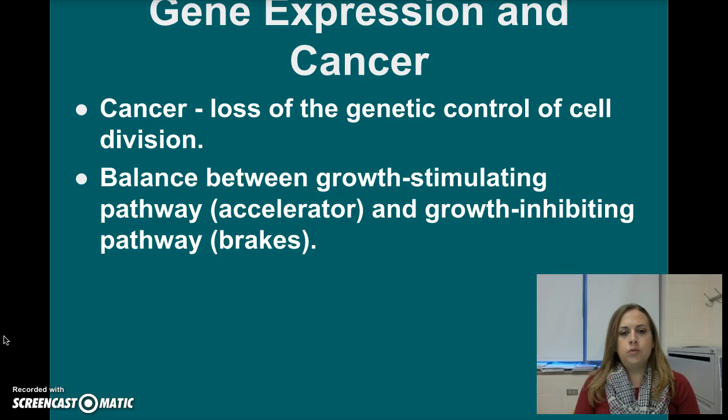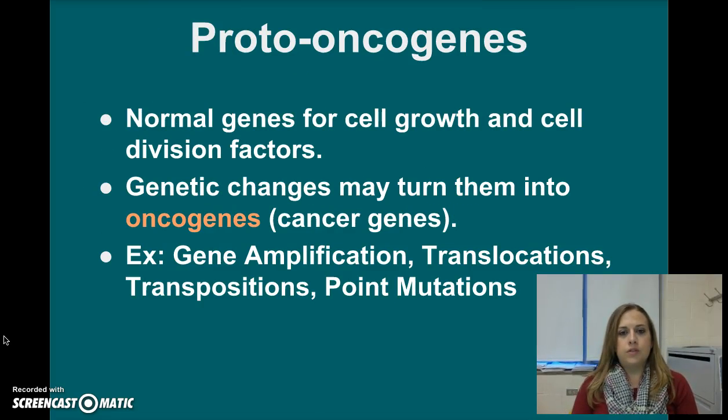balance between growth stimulating pathways or accelerators and growth inhibiting pathways or brakes. Now when that balance is shifted, and either cells spend too much time hitting the accelerator or can't hit the brakes, then you're going to have a problem, and that usually involves a cell growing and dividing too quickly, or cells that won't apoptose or respond to signals for cell suicide, and that's when we see cancer develop.